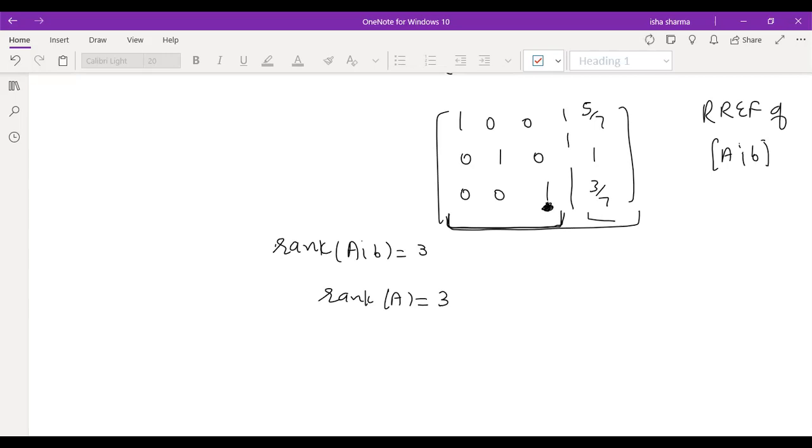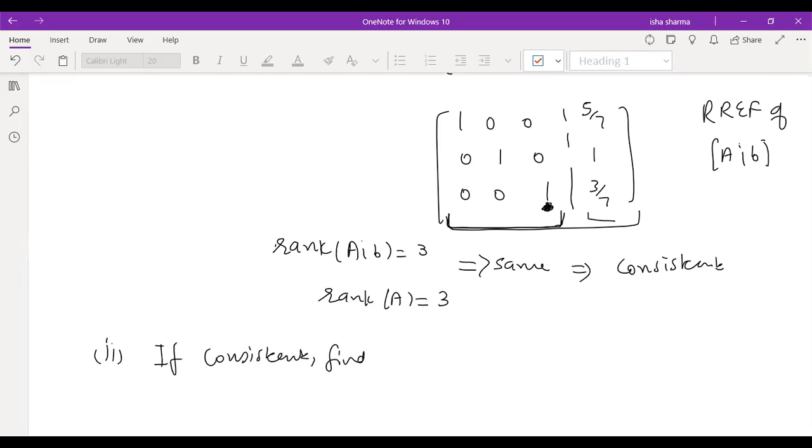But in this particular example, both of these ranks are 3 and 3. They are the same. Now, since they are the same, this implies the system is consistent. So the first step is done. We wanted to know whether there exists a solution or not, and this is how you determine it. The ranks are turning out to be the same. So once you know the consistency, the second step is, if consistent, then find the solution.